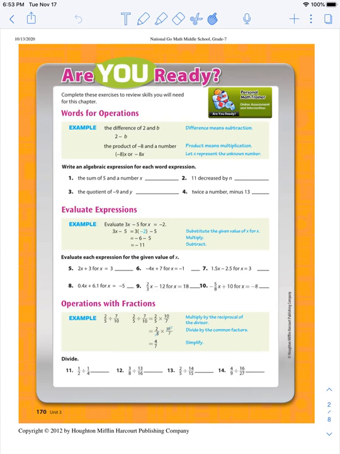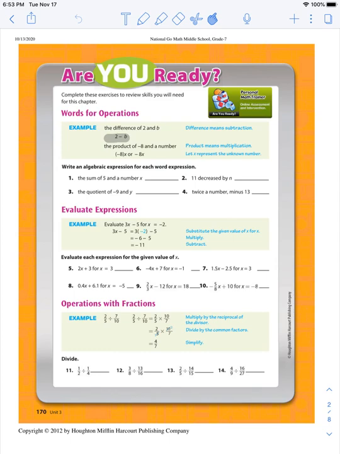So as a little bit of a review, let's remember what is an expression. An expression is a math sentence without an equal sign. An equation has an equal sign. So up here, this 2 minus b is an expression, but then down here, when I add an equal sign, this becomes an equation.